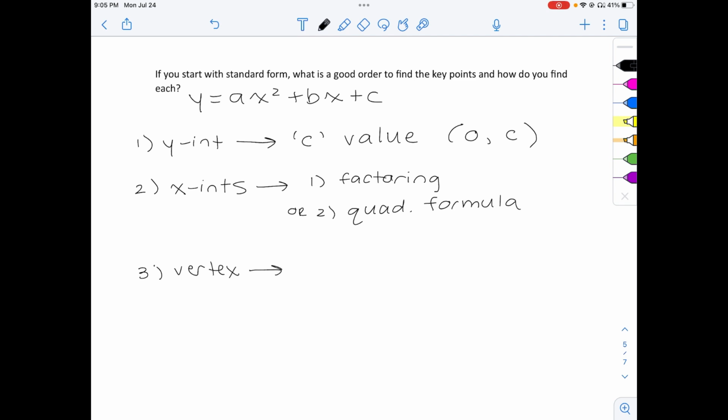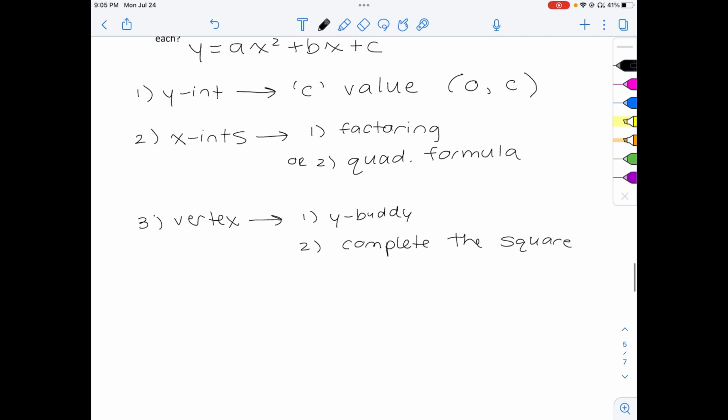And there's a few ways you can do this, right? So you can either use the y-buddy method, or you can complete the square, or if you already found the x-intercepts, then you can find the axis of symmetry right from your x-intercepts. Sub it in, right? So that was one of the ways we learned as well.